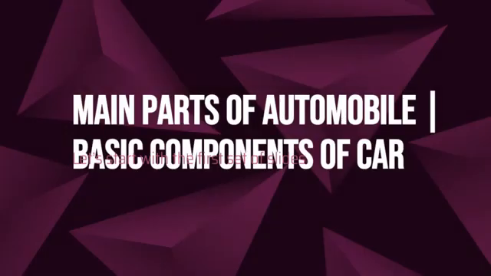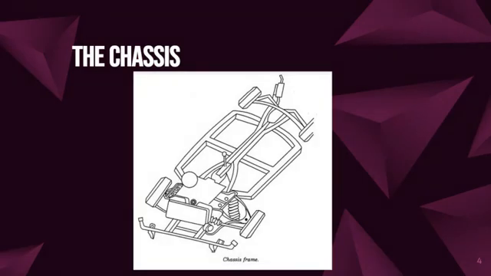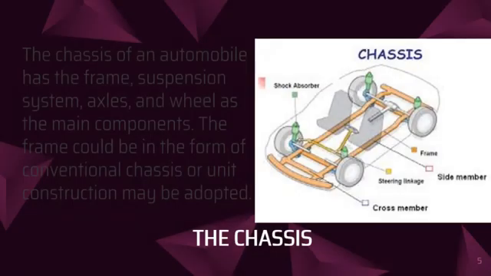So we first try to look into the main parts of an automobile, or the basic components of a car. First of which would be the chassis. The chassis of an automobile incorporates all of the major assemblies consisting of an engine, the components of a transmission, and the suspension system. In other words, it is the vehicle without its body. The chassis has the frame, the suspension system, axles, and wheels as the main components.